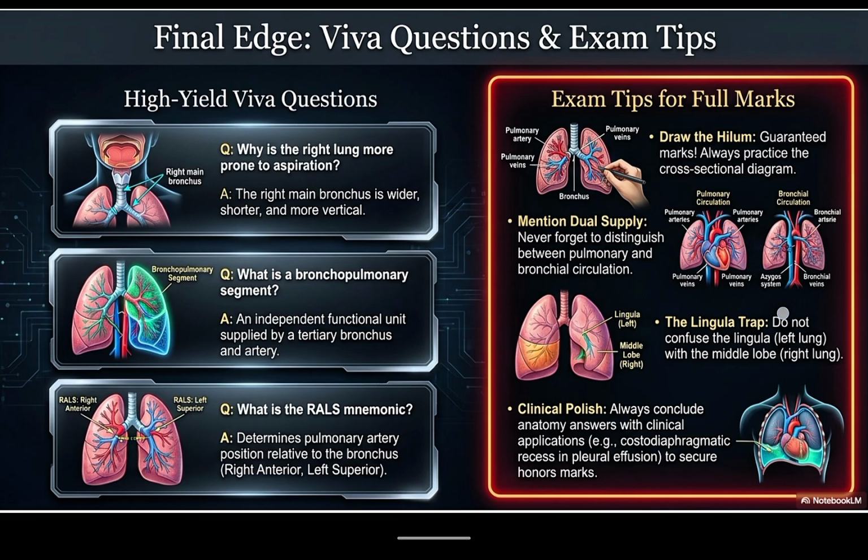So what is a bronchopulmonary segment? Just have it in mind that a bronchopulmonary segment is how the lobes are further divided, and they are independent and functional units supplied by the tertiary bronchus and an artery. We also have what we call the lingula. The lingula is on the left part of the lung, a tongue-like projection which is below the cardiac notch.